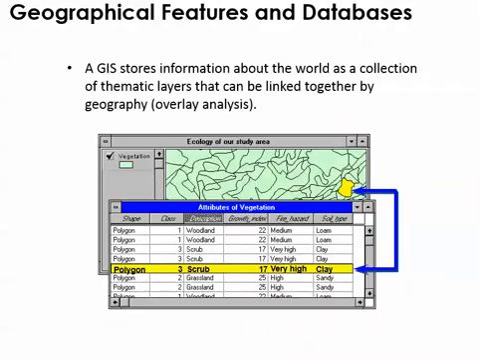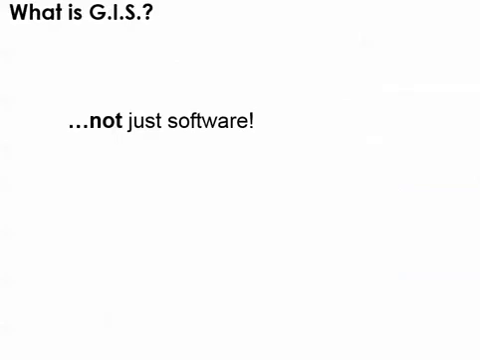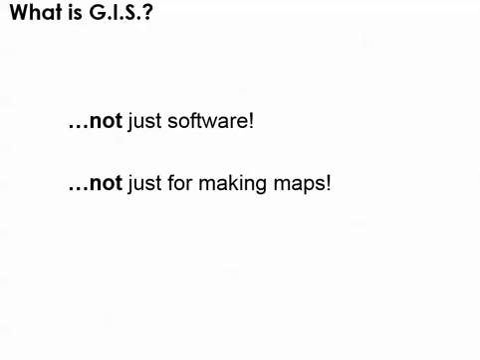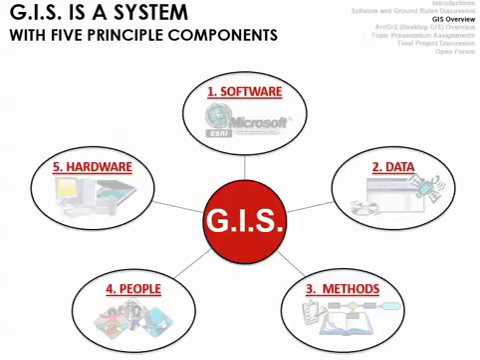So we'll be working mostly in this class with geographical features. These are points, lines, polygons on a map that have information attached to them. That is usually information in form of a database table of some sort. So remember, GIS is not just software, and it's not just for making maps. It's 5 principal components: the software, data, methods, people, and the hardware. In this class, we'll be using the ESRI ArcGIS platform.